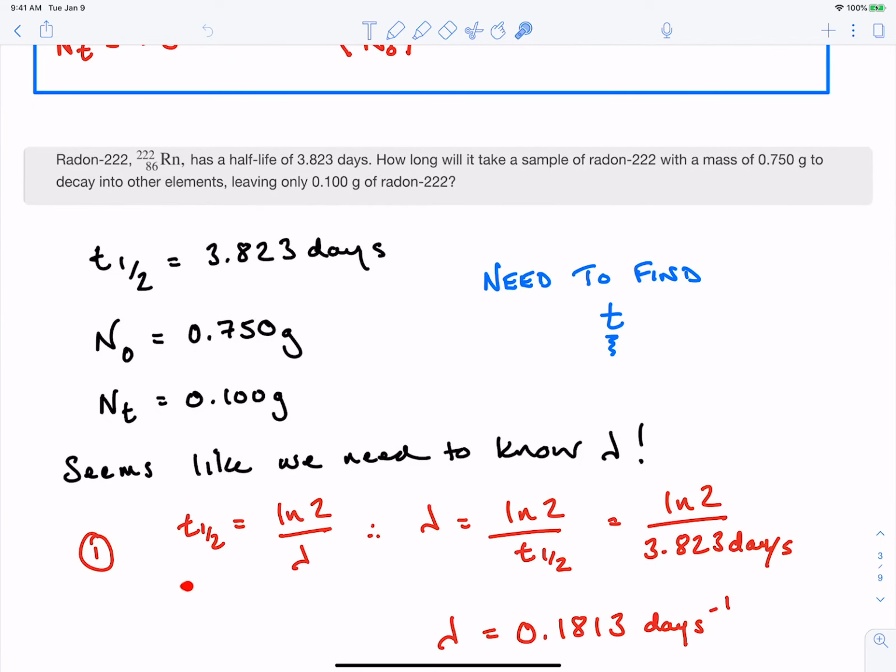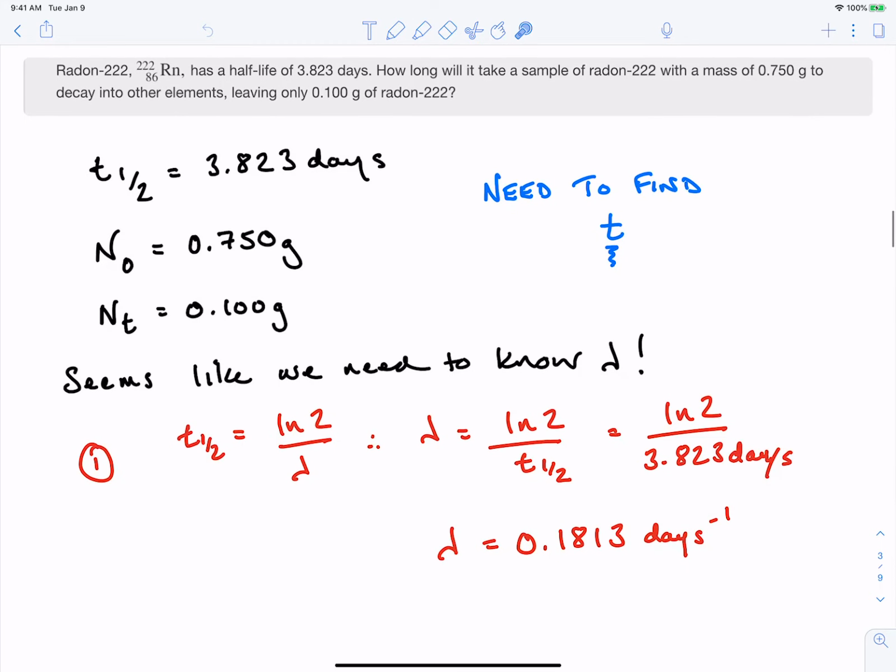So the first thing we can do is use this equation for half-life, which is natural log of 2 divided by lambda. We can rearrange it, multiply both sides by lambda. We get lambda equals natural log of 2 divided by the half-life, natural log of 2 divided by 3.823 days, which were given in the question. And so this tells us that lambda, the decay constant, is 0.1813 per day, or days to the -1. And so now we have this value.